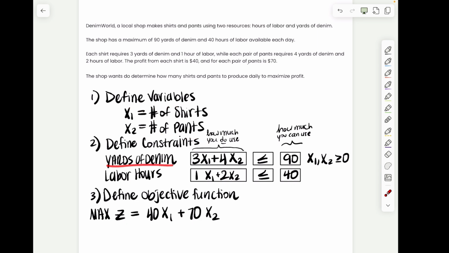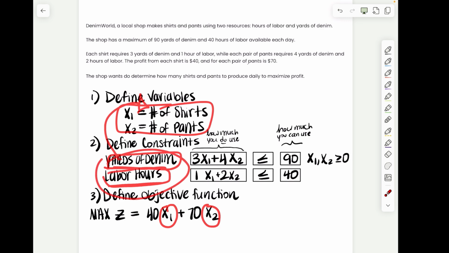And even though we have constraints on the yards of denim and labor hours, they are still constraints on what x1 and x2 can be, because x1 and x2 depend on the resources used to make them. So yards of denim and labor hours. So if these are restricted, then these are also restricted.